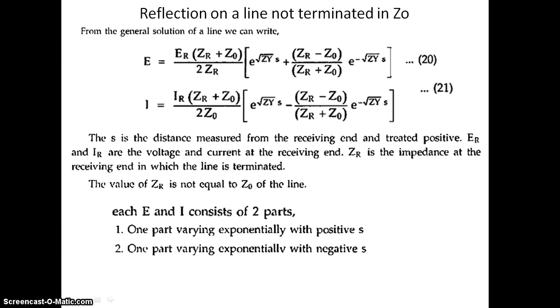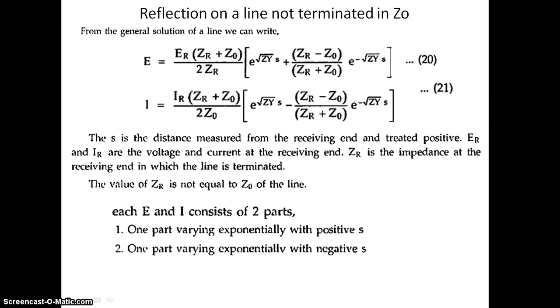So, considering the reflection on a line not terminated in Z naught, previously we have discussed that if a line is terminated in Z naught, there will not be any reflections at all. That means all the incident wave will be absorbed. But if there is no proper impedance, that is, if the line is not terminated in Z naught, then reflections will occur. How do these reflections occur? Let us see.